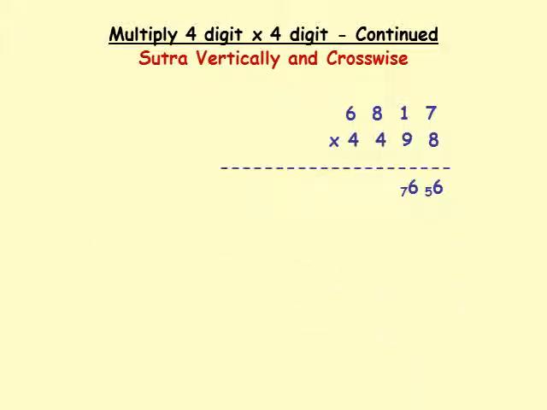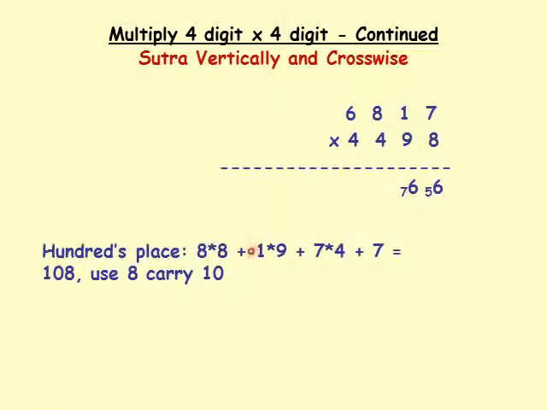Now let's continue. We are at hundreds place now and we have 3 columns to work with. At hundreds place we have 8 times 8 crosswise. That's 64 plus 1 times 9 vertically. 64 plus 9 is 73 and plus 7 times 4, 28 crosswise. 73 plus 28 is 101 plus 7, 108. We will use 8 and carry 10.